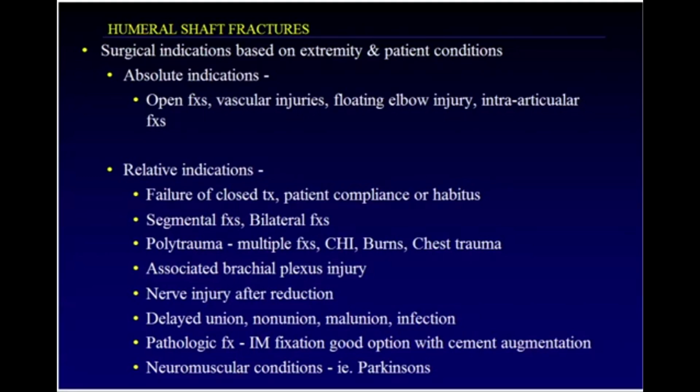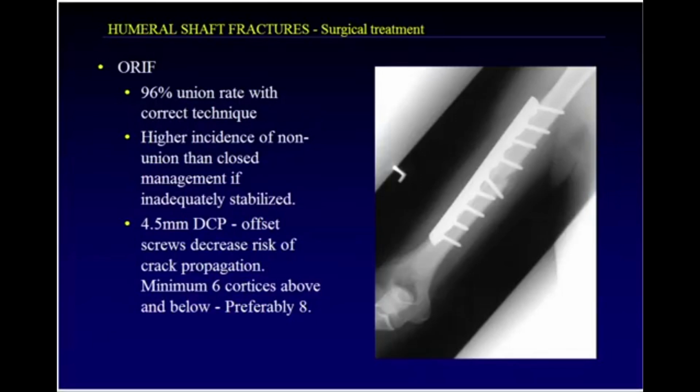If you have a delayed union or a non-union of the bone or a malunion or an infection, those would certainly be indications for operative intervention. Pathologic fractures, intramedullary fixation is a very good option for pathologic fractures of the humeral shaft, and in certain neuromuscular conditions such as Parkinson's disease.